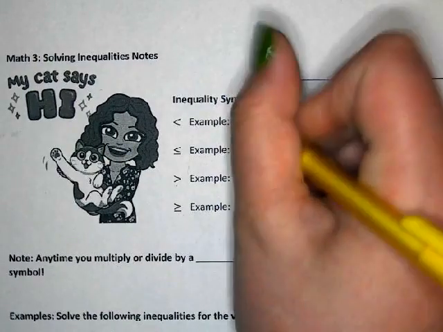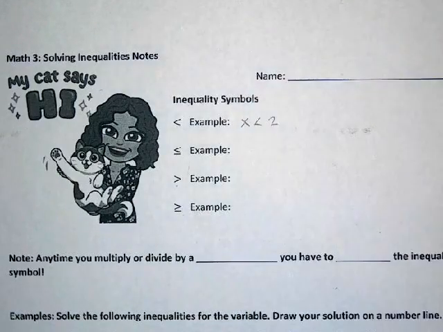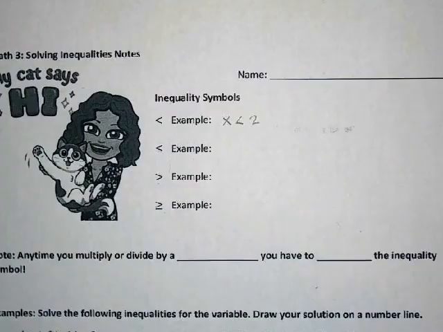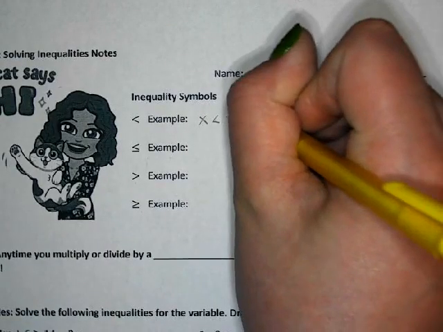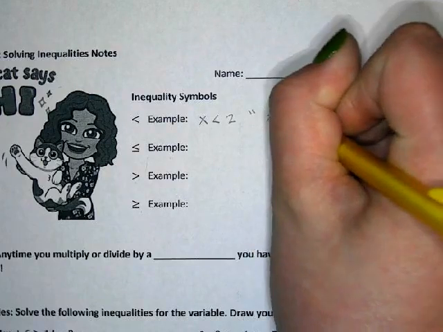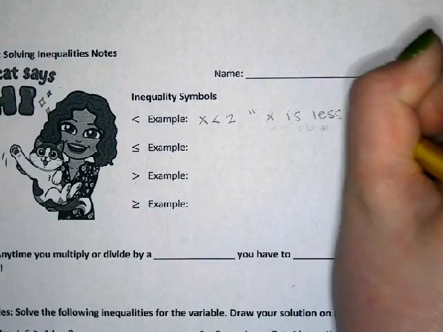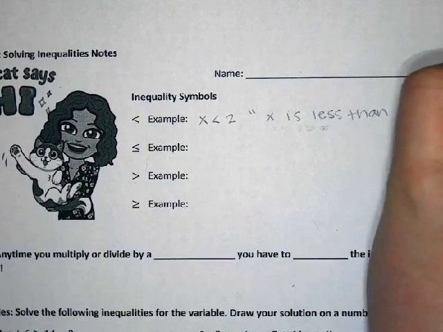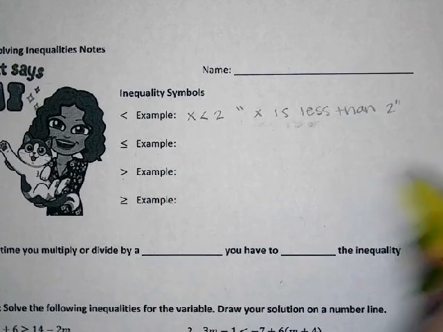So a less than sign, here's an example of that. We might have x is less than 2. And if you were to say this out loud, you would literally say x is less than 2.